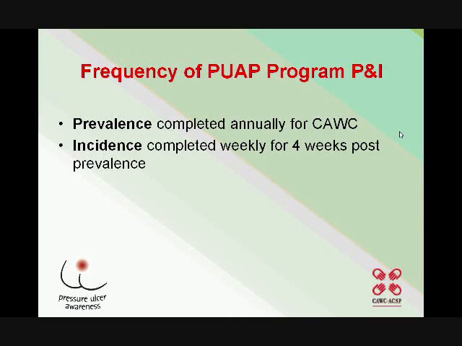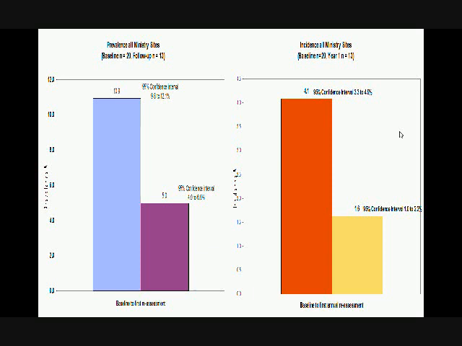So prevalence needs to be completed annually for the Canadian Association of Wound Care program, and incidence is completed weekly for 4 weeks post-prevalence. This is an example of a prevalence study on the left, showing that their baseline was 10.9, and after 1 year they were half, so they had a 50% reduction to 5.0. The incidence on the other side of the screen shows 4.1, and if you can see, the incidence after 1 year dropped to 1.6, so much lower than 50%. So this is a very successful P&I.